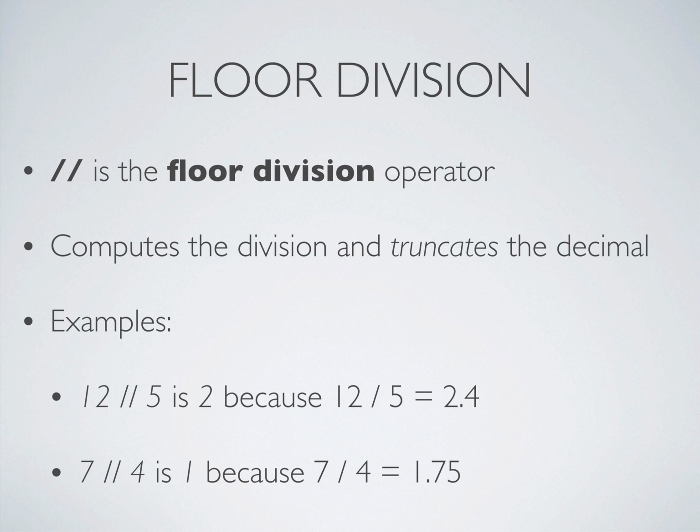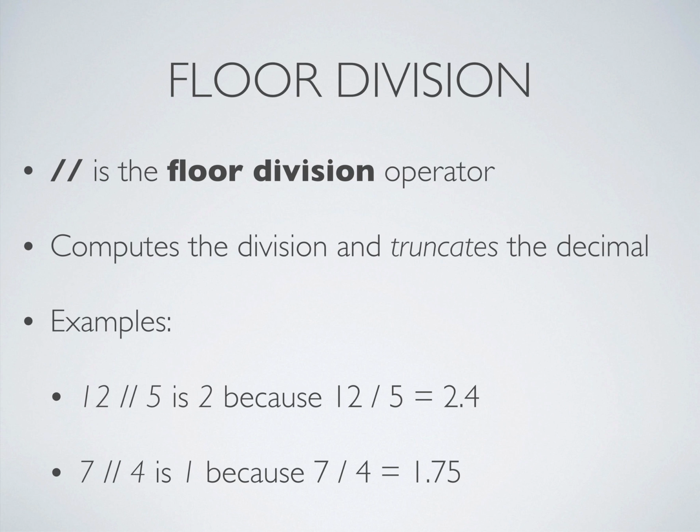For example, if you do 12 floor division 5, you're going to get 2, because if you divide 12 by 5, your result is 2.4, and the rule with floor division is you just go to the left on the number line and get rid of those decimal points. So you get 2. Another example, 7 floor division 4. If you do a normal division, 7 divided by 4, you get 1.75. Floor division, just go to the left. You get 1 as the result. So 7 floor division 4, you get 1.